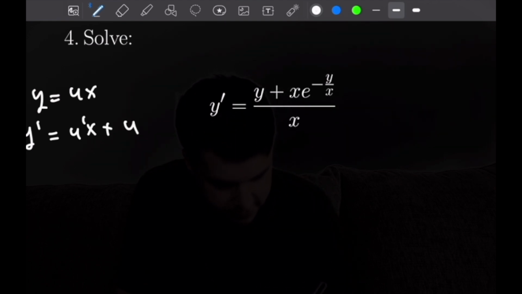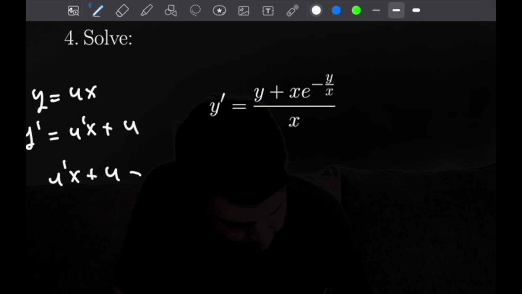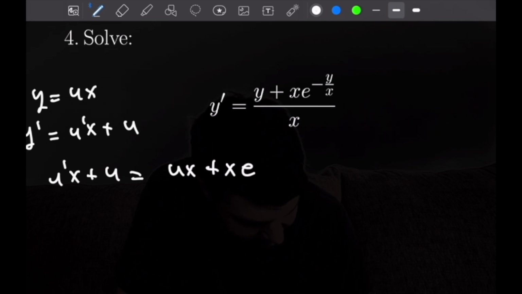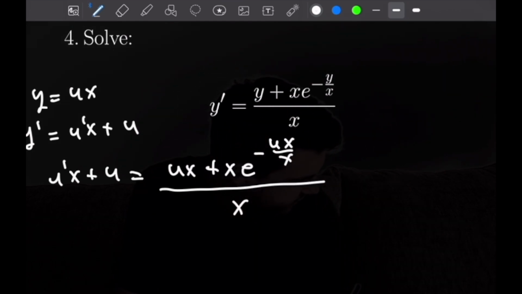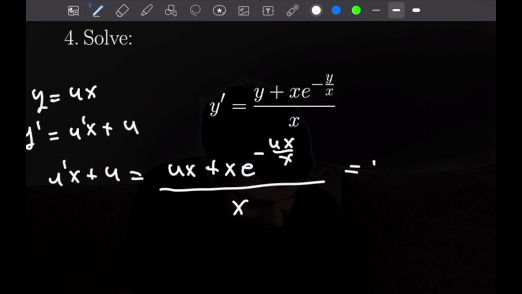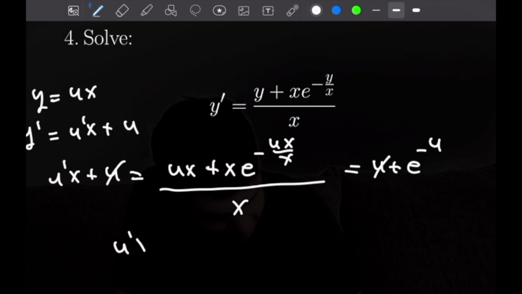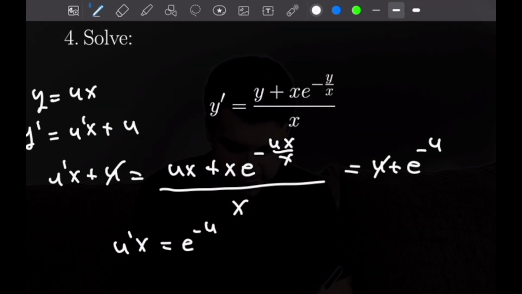So once we substitute that into this equation, we will get u prime x plus u is equal to (u x plus x times e to the negative u x over x) all over x. But we can see that a lot of stuff cancels on the right-hand side of that equation, and that will leave us with u plus e to the negative u. But we can cancel this u on the right-hand side and this u on the left-hand side and get u prime x is equal to e to the negative u, which gives us a separable differential equation.